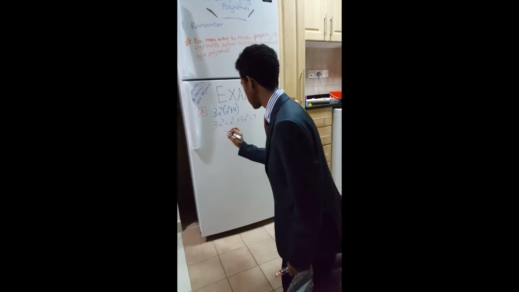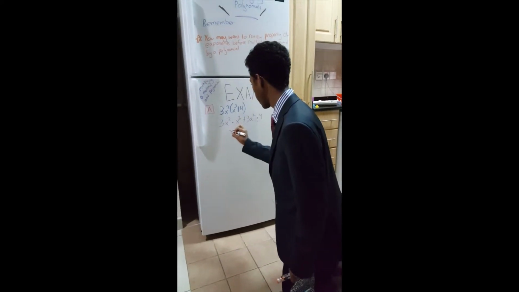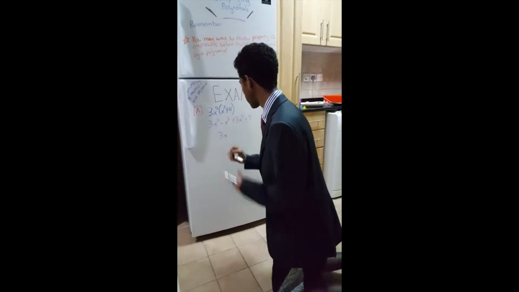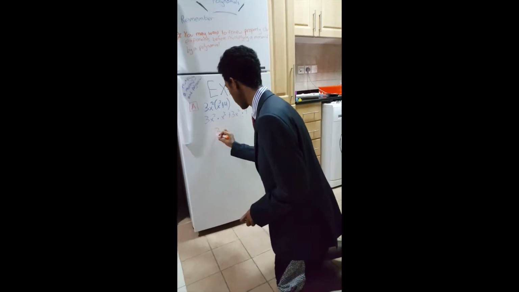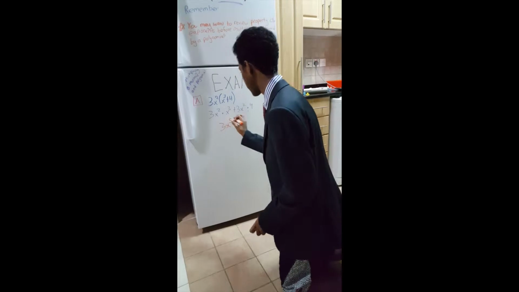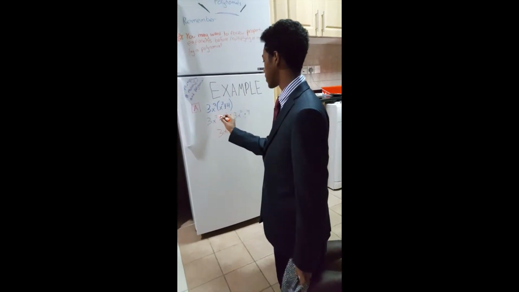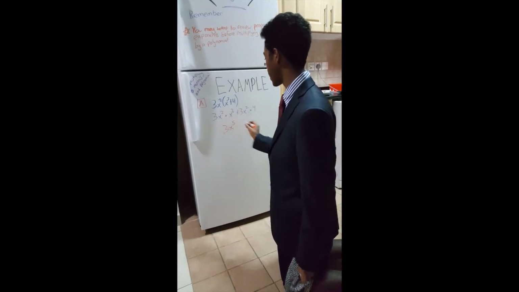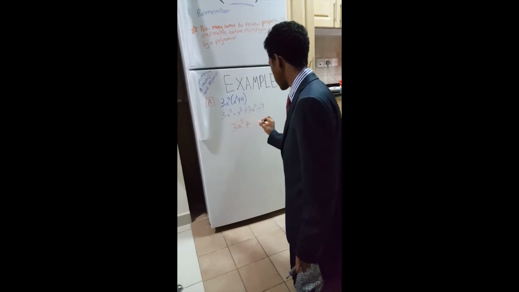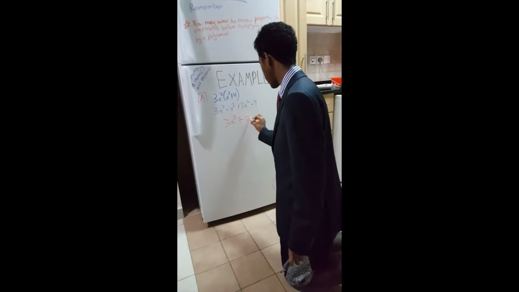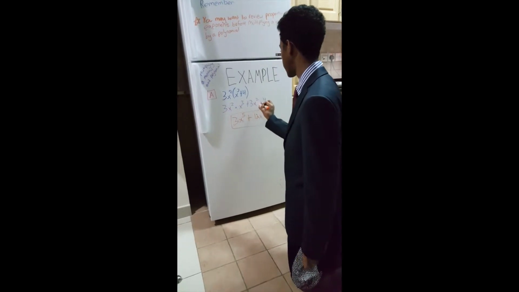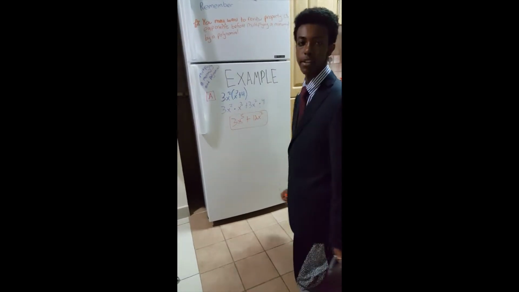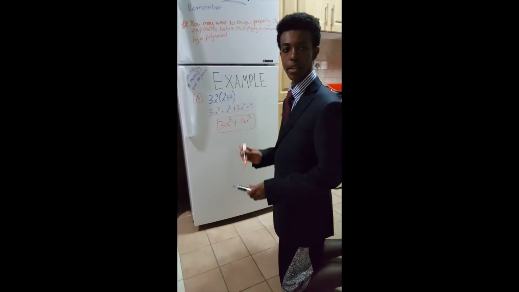Which continues on to 3x to the power of 5. As we multiply these two, the powers add, plus 12x squared is our final answer, because 3 times 4 is 12 and there's no exponent on this one, so it's left the same.